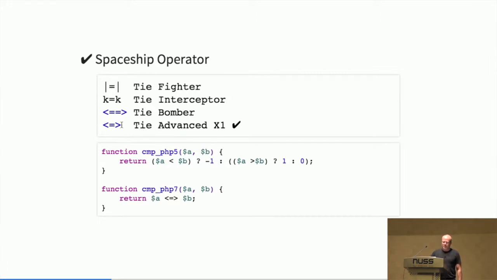And so this is our spaceship operator, right? The main use of this operator is in comparison functions for user sorts type functions. Whenever you write a comparison function, it should be stable, meaning if A is less than B, then B should be greater than A when you compare it the other way around. So it should return negative 1, 0, or positive 1, or at least a positive value.